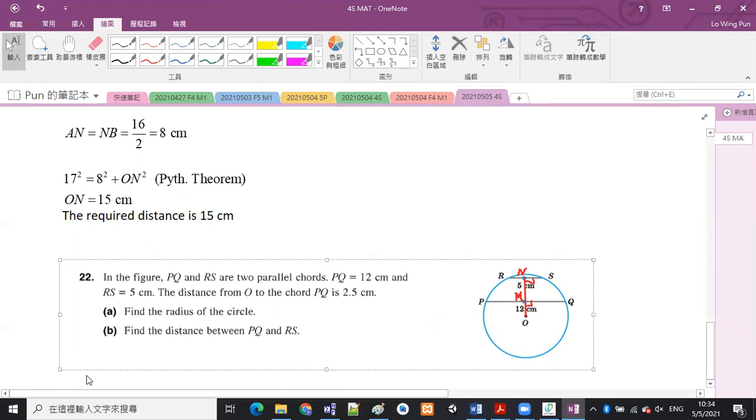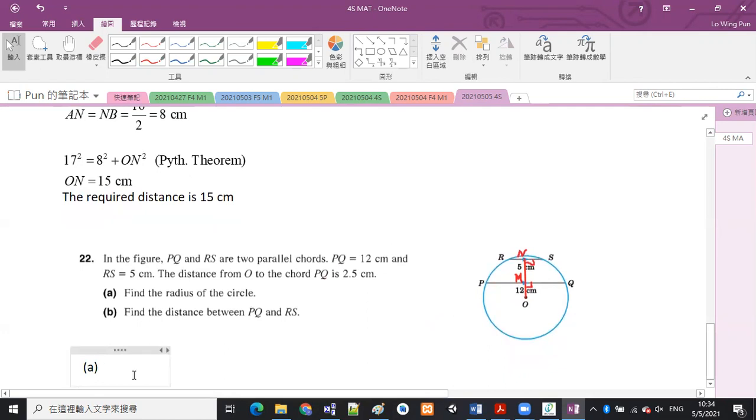And then in part A, the question asks you to find the radius of the circle. Do we have any radius? Let us join OP.